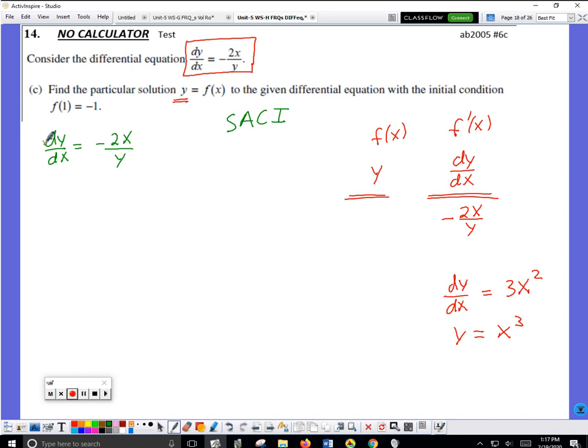So the first step is always the same. Multiply both sides by dx. That step never changes, it's always the same. Now I'm going to multiply both sides by y. And now I have successfully separated the variables.